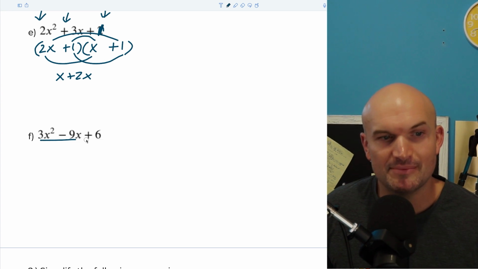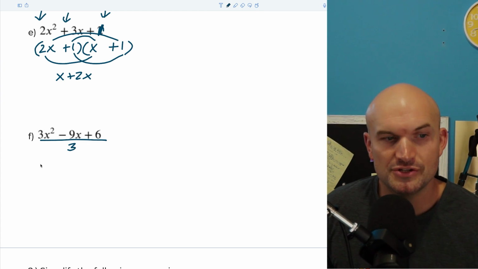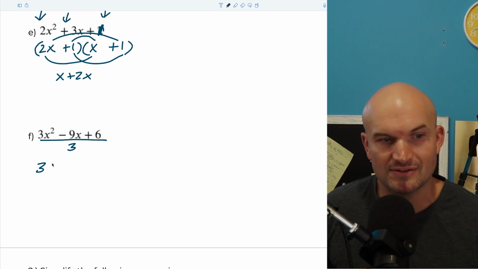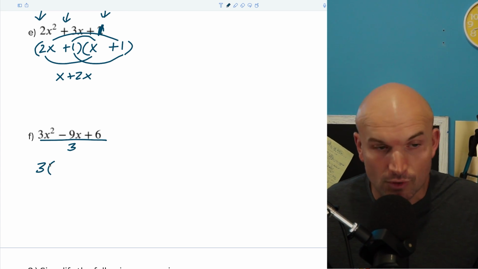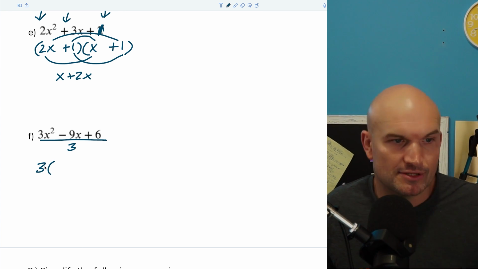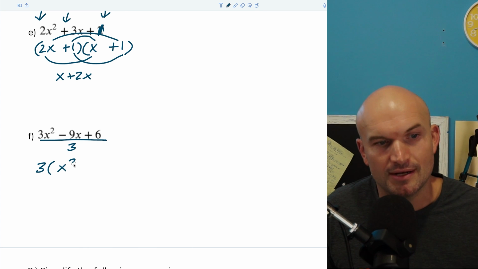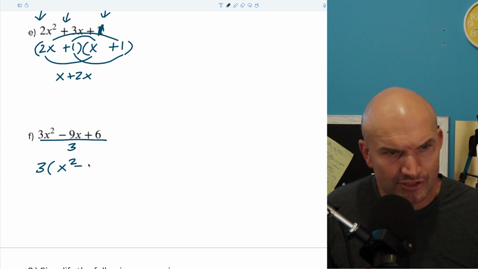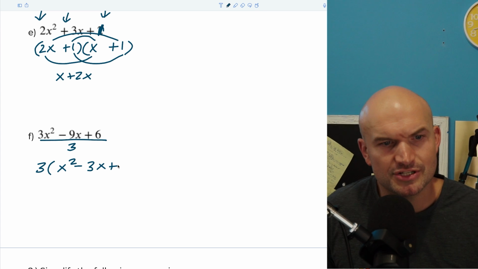All three of these can be divided by 3, right? 3 can divide into all of those. So you can rewrite this. Whatever you divide out, put it outside. Remember, we're factoring, so we're rewriting this as a product. So I put the 3 on the outside, and that's going to be left with an x squared minus 3x plus 2.